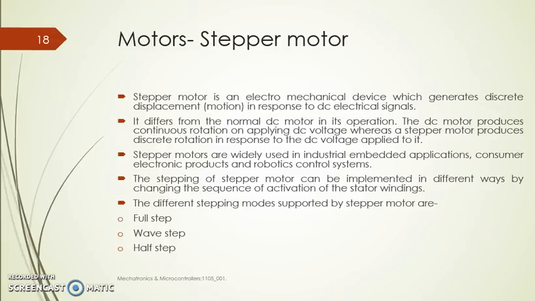It is different from the normal DC motor in its operation. When you apply a DC voltage to the DC motor, it rotates continuously in response to the applied DC voltage, whereas the stepper motor rotates in a certain mechanical motion itself. It gives a particular displacement for the DC voltage applied.